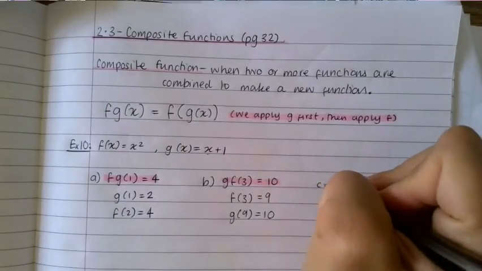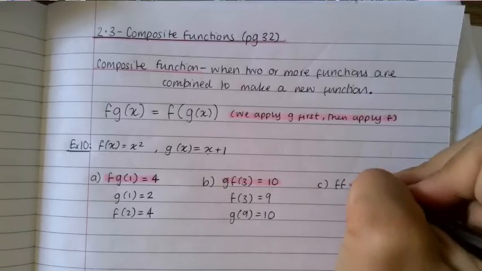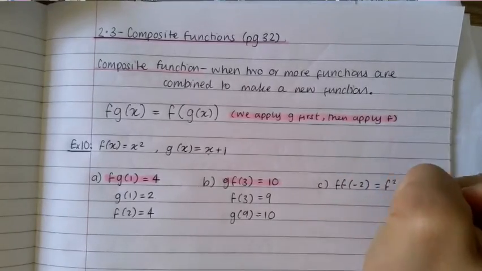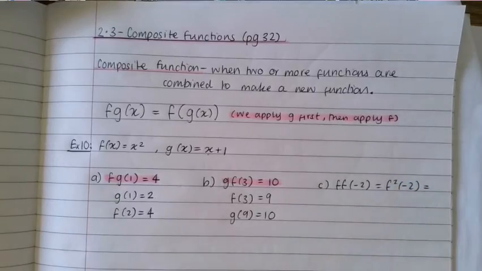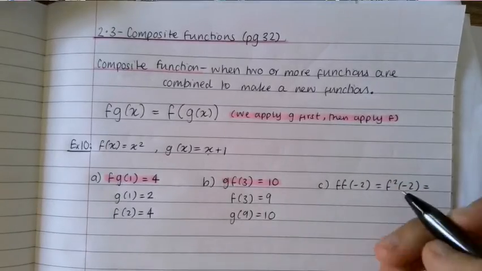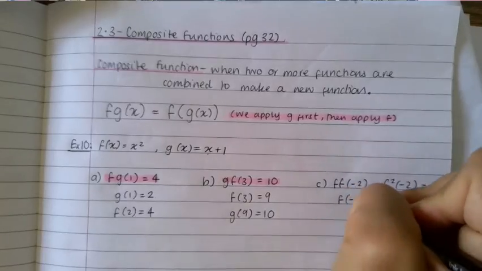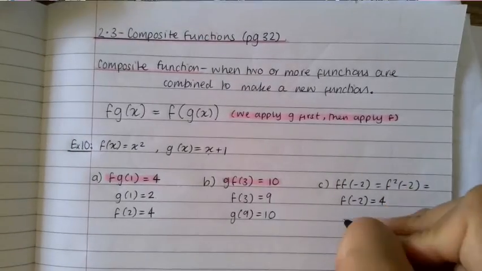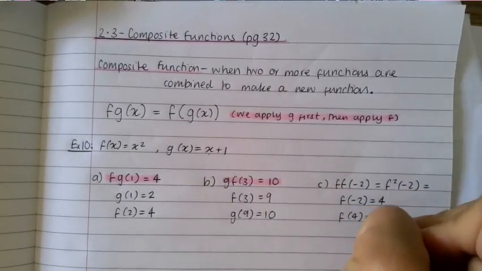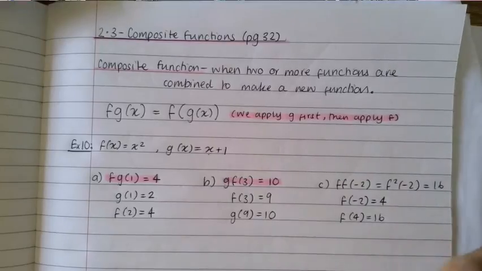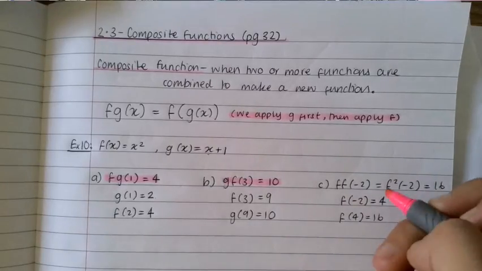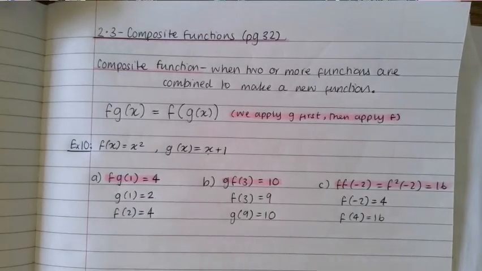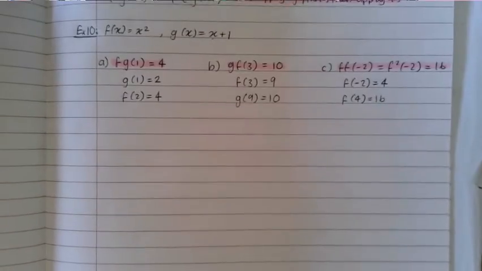And then part C wants us to find f of f of negative 2. This is sometimes written as f squared of negative 2. Later on in the book you'll see that. So we first want to find f of negative 2, which would be 4. And then we want to find f of 4, which is 16. So f of f of negative 2, or f squared of negative 2, is equal to 16. So that's nice and easy. So we'll look at example 11 now.